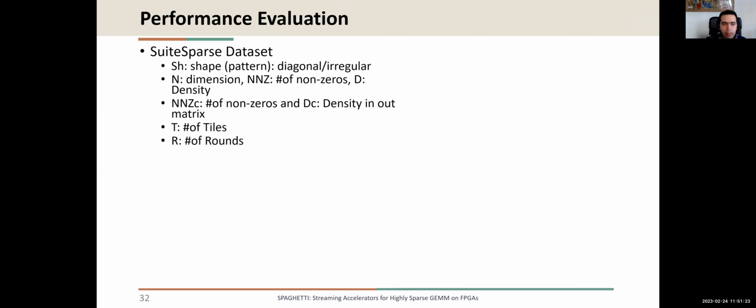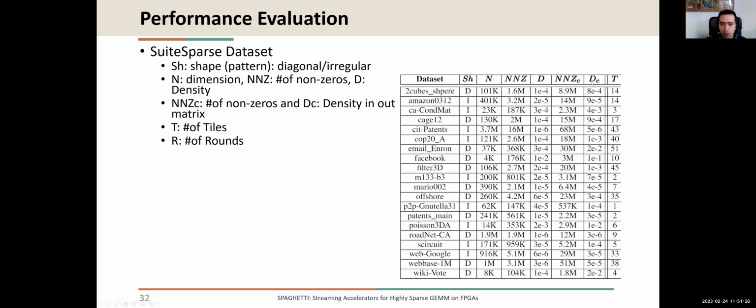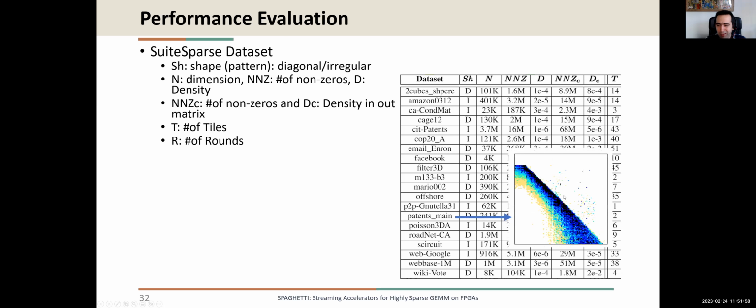For the evaluation, we took a bunch of sparse matrices from the SuiteSparse dataset. These are highly sparse matrices. The n is the dimension; for instance, this one is 100,000 by 100,000. It's a super large matrix, but the number of non-zeros is very small, just 1.6 million in almost a billion size matrix, right? So the density is very low, and they are from different shapes.